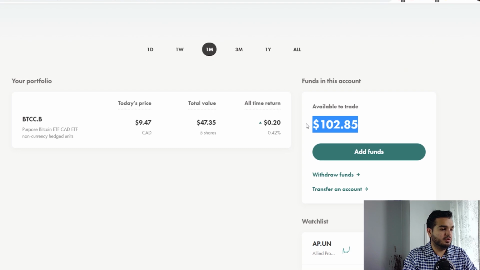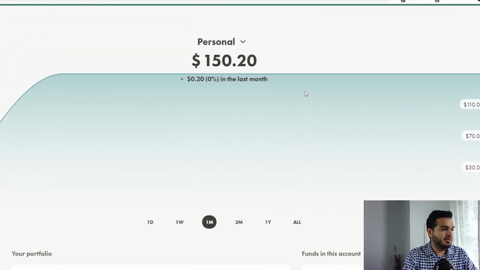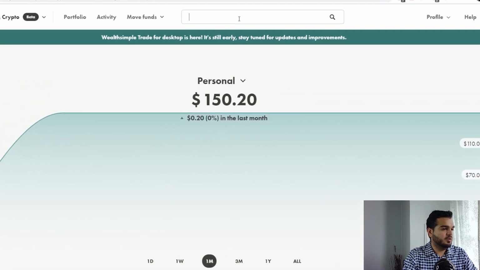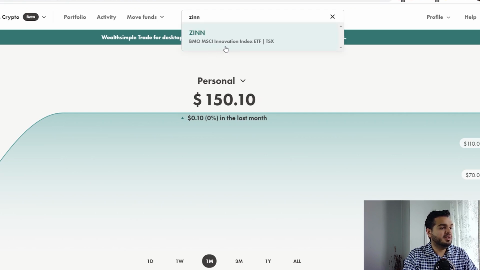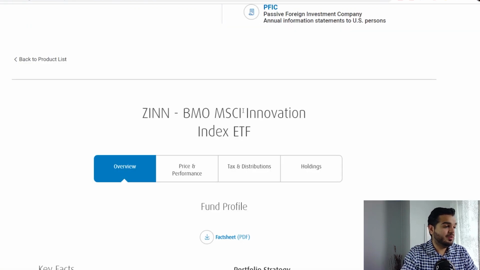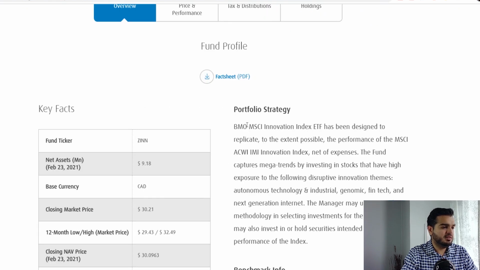I still have $102 left to use. The next item on my list is another ETF, which goes by ZINN. This is a BMO MSCI Innovation Index ETF. This ETF is also pretty brand new, having launched only January of 2021. Let's look into a little bit more details about this ETF.